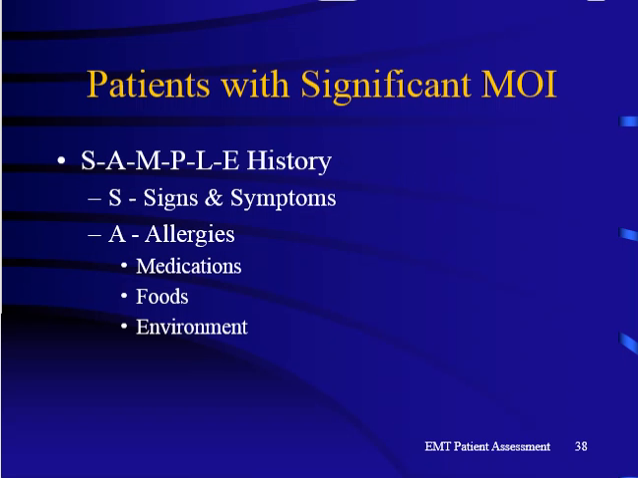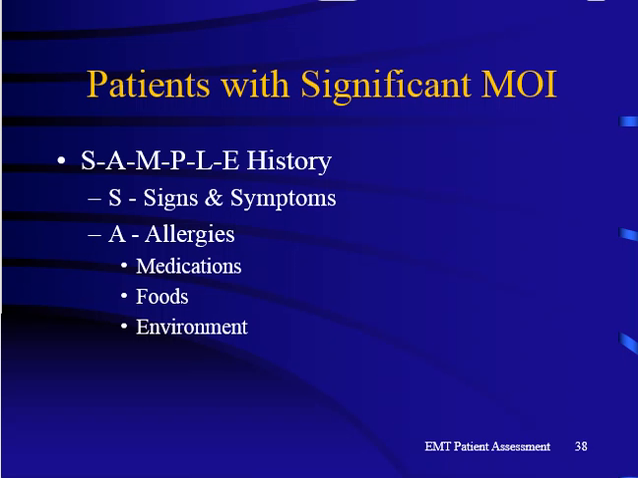Patients with significant mechanism of injury, you're going to use the SAMPLE method. This is a pretty simple method. You can actually use it on anybody, and it's a good idea to use the SAMPLE history for anyone. The S is going to be signs and symptoms. What are the signs and symptoms that the patient's having? Does the patient have any allergies? Do they have allergies to any medications, any food? Are they allergic to any bee stings, anything like that?